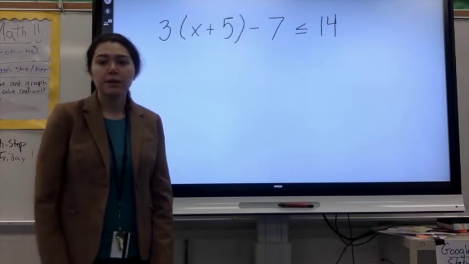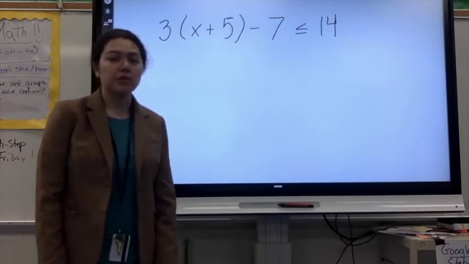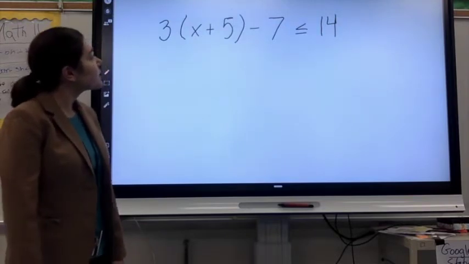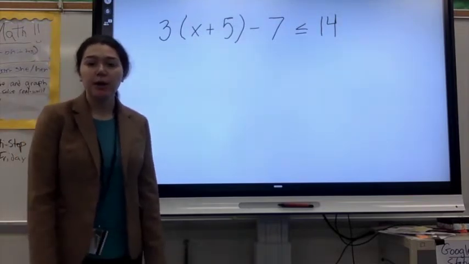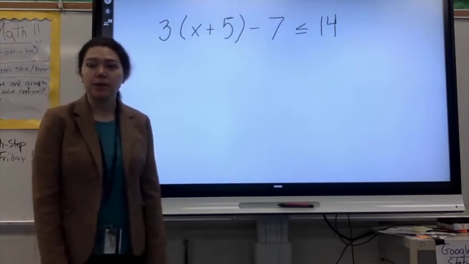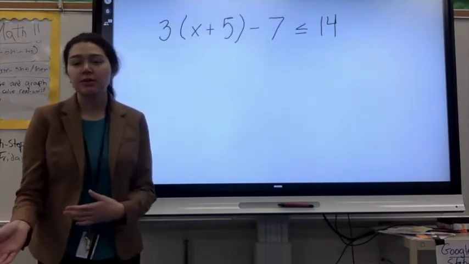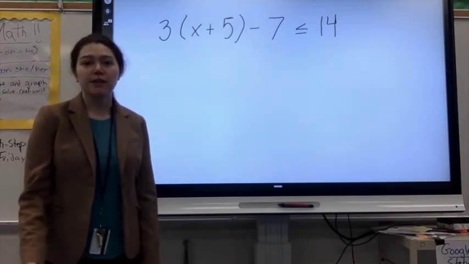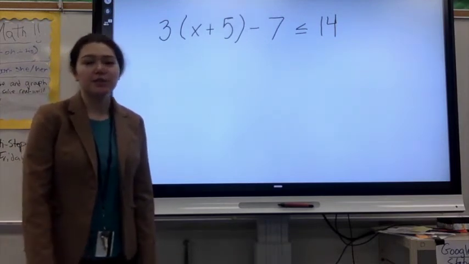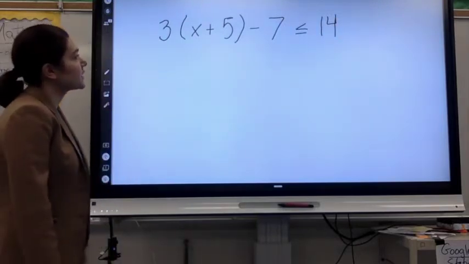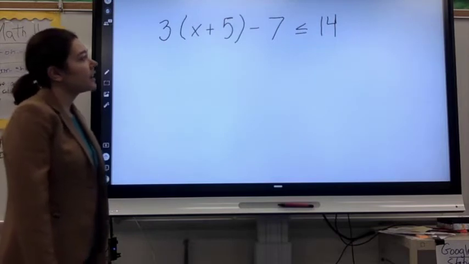Hello, today we're going to be looking at solving multi-step inequalities, just two examples. To do that we're going to use the distributive property, combine like terms, and then solve the remaining two-step inequality. Just like we did when we solved multi-step equations, we distributed, combined the like terms, and then solved the resulting two-step equation.